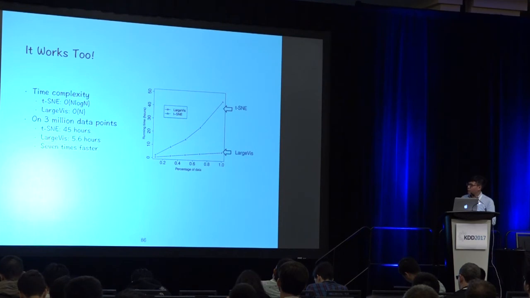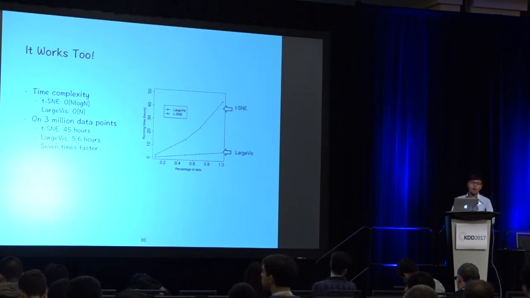This is because the complexity of t-SNE with respect to the number of data points n is n log n, and the complexity of LargeVis is linear to the number of data points, which for sure outperforms t-SNE. On 3 million data points, t-SNE takes as long as 45 hours, but LargeVis only takes 5.6 hours, which is seven times faster than t-SNE. Okay.